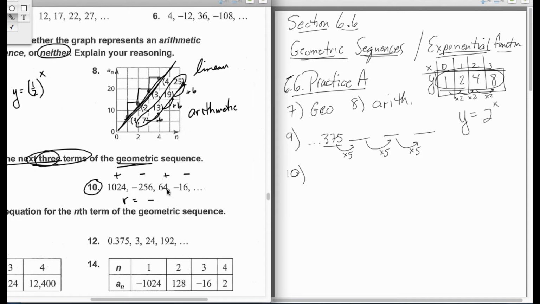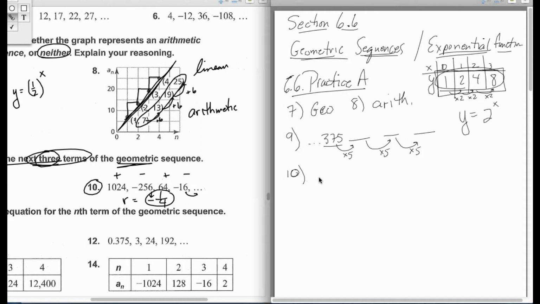So if you look at this, this is being divided by 4, or in other words, multiplied by 1/4. So 1024 times 1/4, or divided by 4, is 256. 256 divided by 4 is 64. 64 divided by 4 is 16. So you're multiplying by 1/4, and it has to be a negative 1/4 because the signs are changing. So let's continue that pattern.